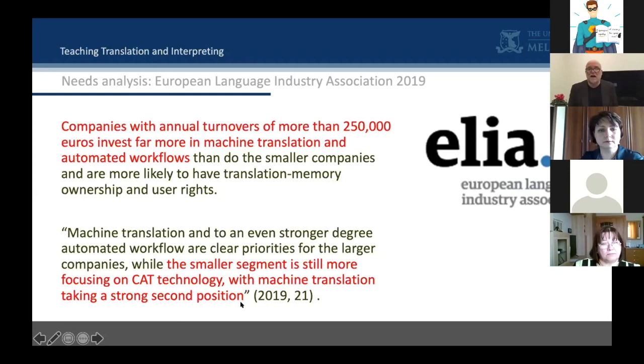So what we are finding in the data from industry is, firstly, not all our graduates need the technology, but if you're going into the translation industry and you want to work at the top where the money is moving, then you do need it. And you need that kind of technology working with machine translation in particular.